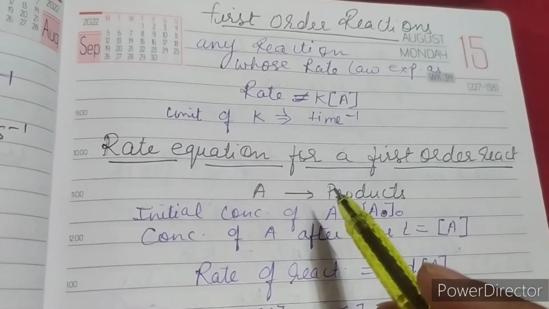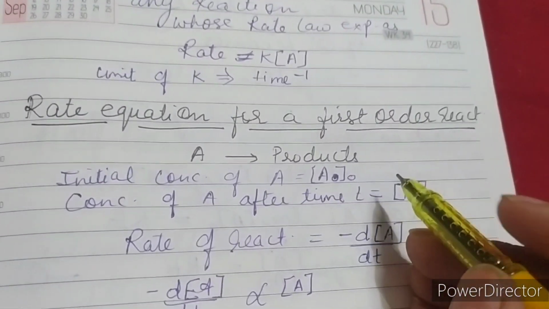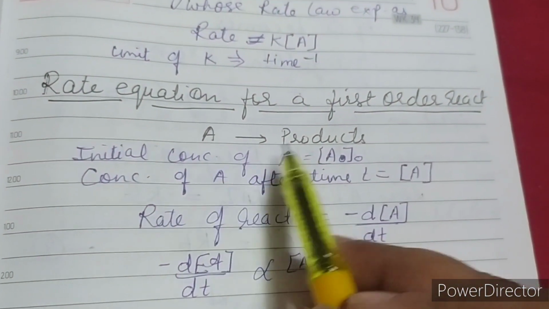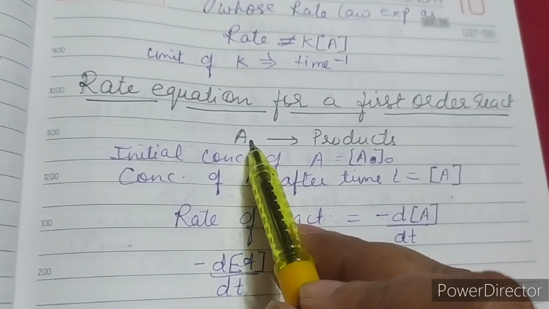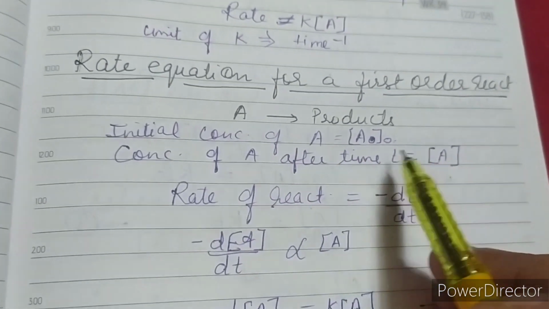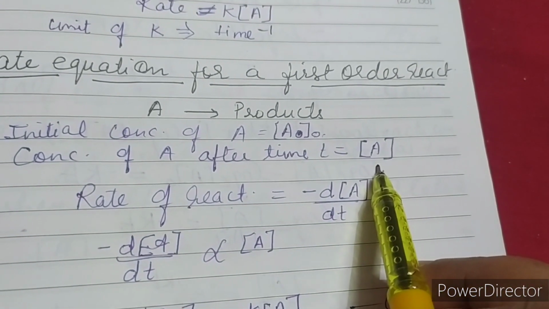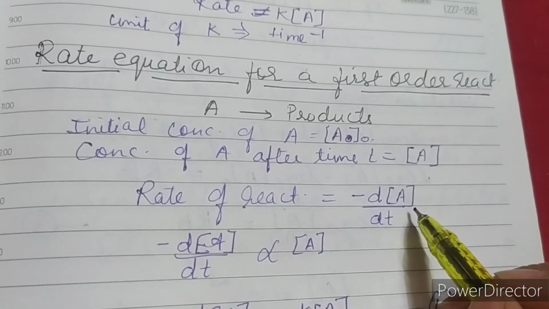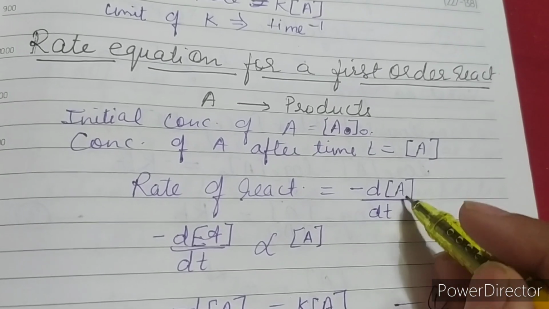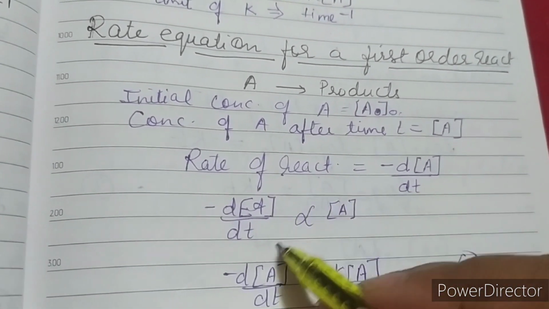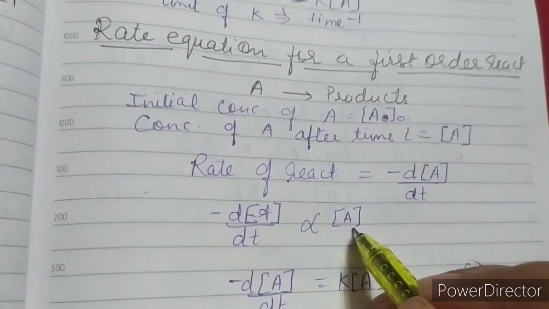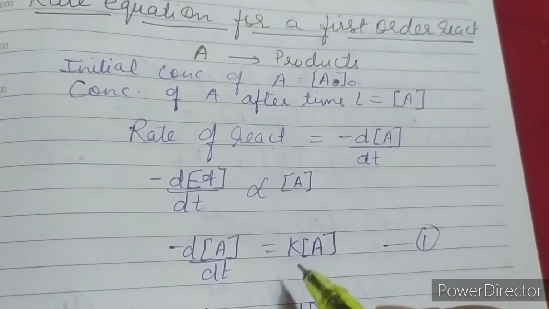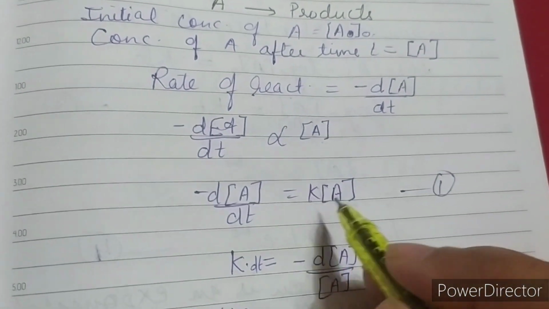Now let's derive the rate equation for the first order reaction. Suppose equation हमने लिए A gives you products and initial concentration of A is A naught and after time t इसका concentration है A. तो rate of reaction हमने जैसे पहले पढ़ा था कि rate of disappearance of A के terms में अगर हम लिखेंगे तो minus dA upon dt and it is directly proportional to A that you can see from here, and if you remove this sign you will get K, that is rate constant.